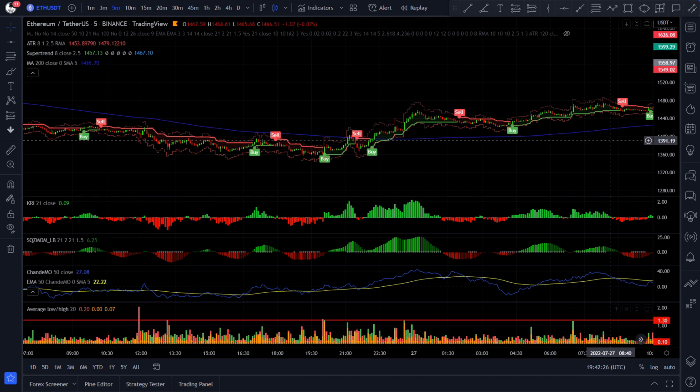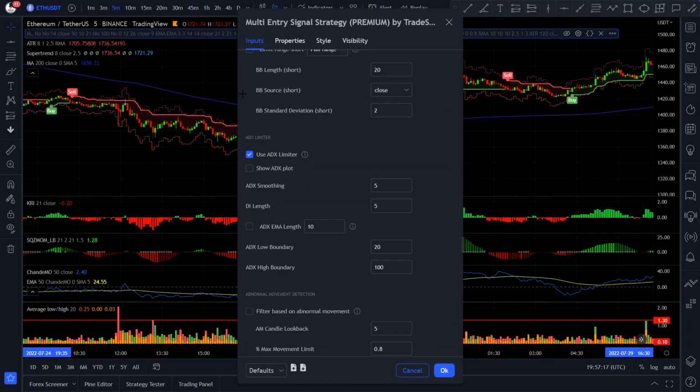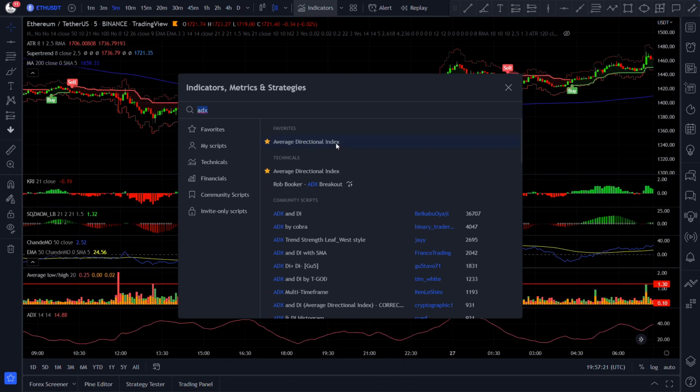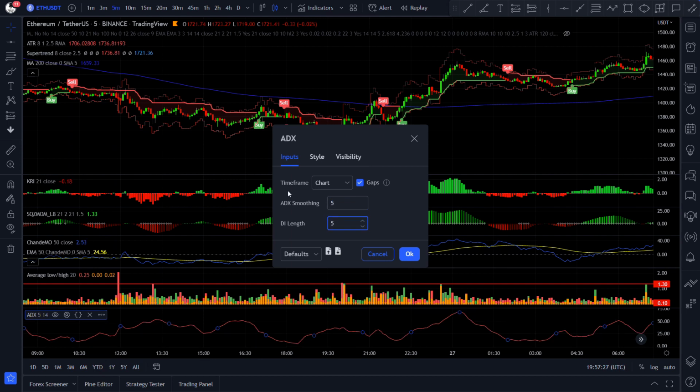We only have a few filters left, so bear with me. The next one is an ADX limiter. To get this one on your chart, type in ADX in the indicators tab. Then click on this one. We need to change some settings, so double click it. Change the ADX smoothing to 5 and the DI length also to 5.